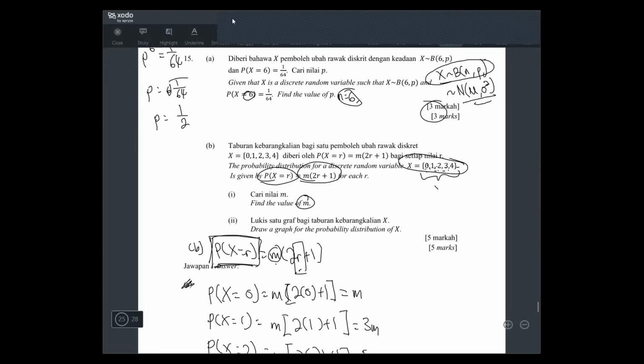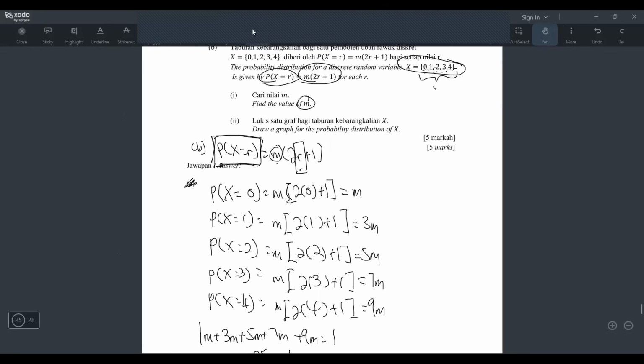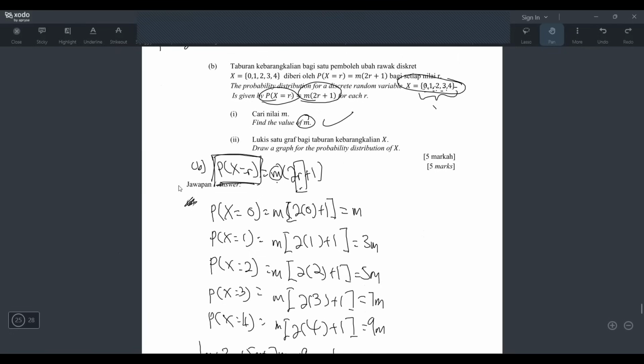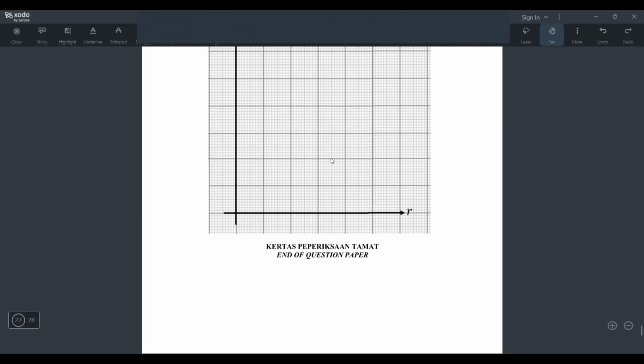All right, now for my final last part, last question. So number 1 sudah siap, m value saya sudah cari 1 over 25. Okay, last part is question 2. Draw a graph for the probability distribution of x. Okay, let's go. Number 2, okay, this one lah. I have to draw it here.